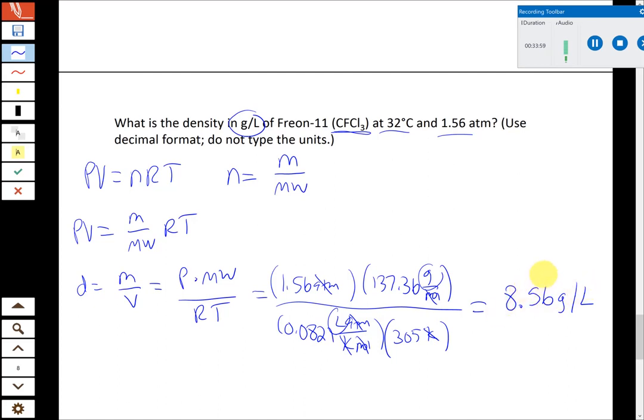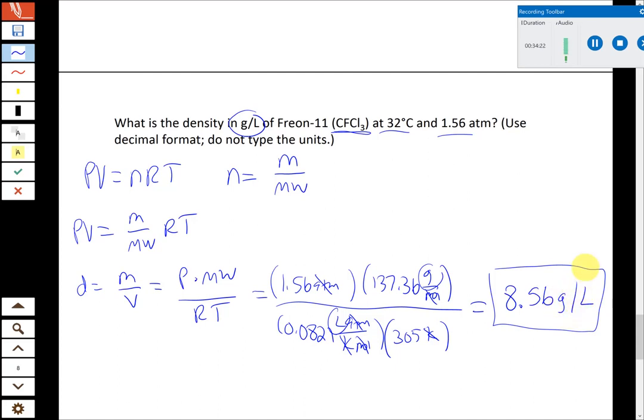So gas densities do depend on pressure and temperature, but they're typically going to be several hundred to even 1,000 times smaller than a typical liquid density. So gases are a lot less dense than liquid. That's one of their key properties. This is how you calculate the density, and usually for a gas, we report that in grams per liter, whereas for liquids and solids, it's usually grams per milliliter or grams per cubic centimeter.